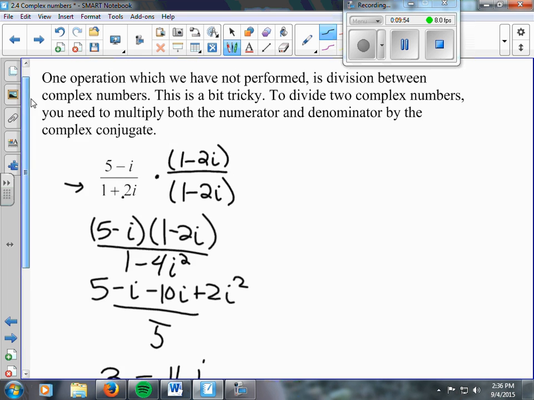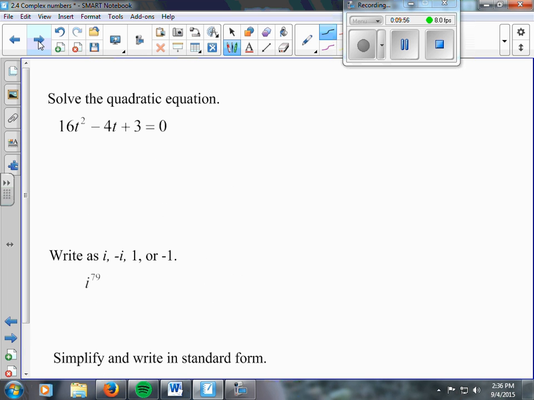Okay. Last few examples. So the whole reason why we have complex numbers is so that we can solve quadratics perfectly. I don't believe that this factors, so I'm going to use the quadratic formula. Remember, the quadratic formula is negative b plus or minus the square root of b squared minus 4ac all over 2a. Yes, you do need to know that.